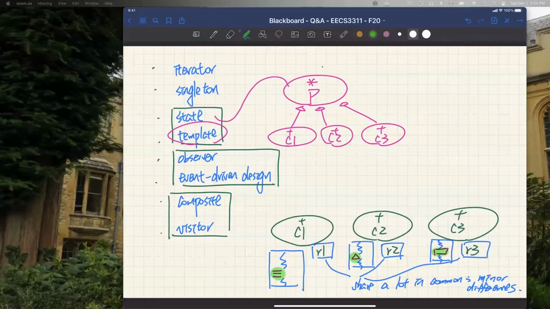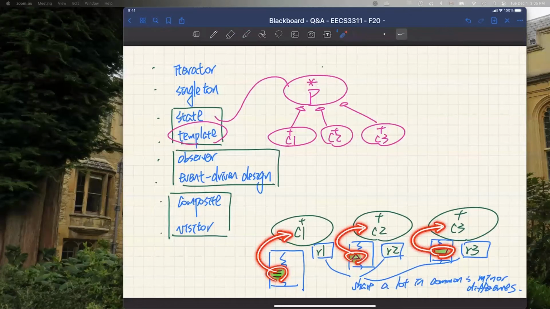In that case, you know that this part is really specific to C1, this part is really specific to C2, and this part here is really specific to C3. So those parts should not be shared, and should not be inherited from any common ancestor. However, this part here, they are really similar, right? They are really the same. In that case, they should be shared and factored out into a single place.